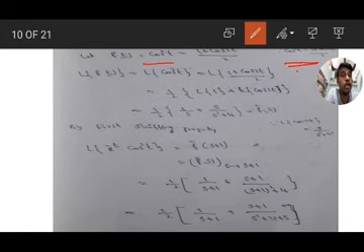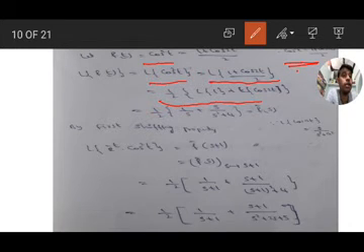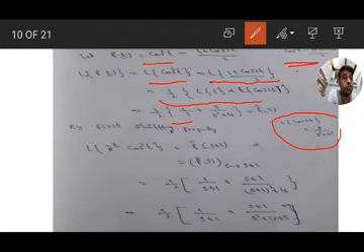So L of f of t equal to L of cos square t, so L of 1 plus cos 2t by 2. By using the linearity property, 1 by 2 is outside: L of 1 plus L of cos 2t. And the L of k formula is k by s, so L of 1 is 1 by s. For L of cos 2t, the L of cos at formula is s by s square plus a square. So s by s square plus 2 square, which is 4.